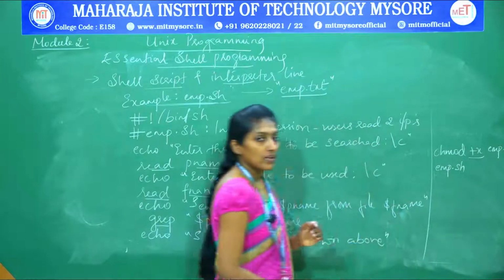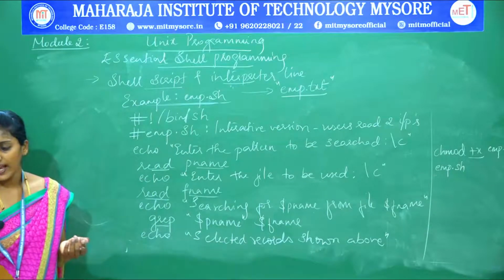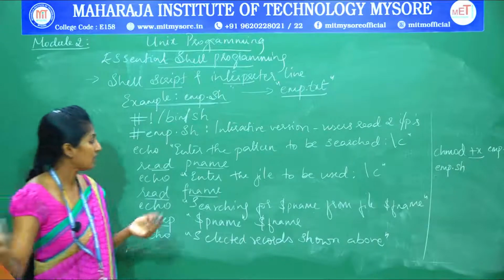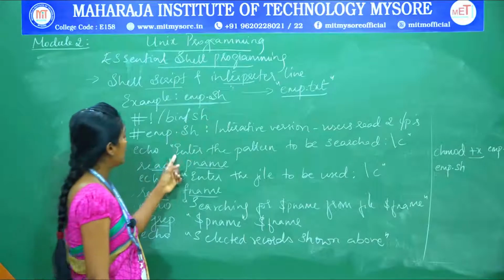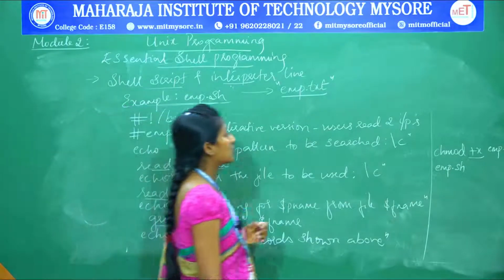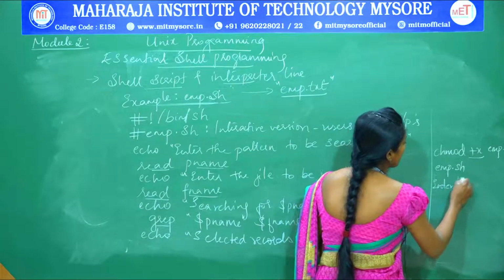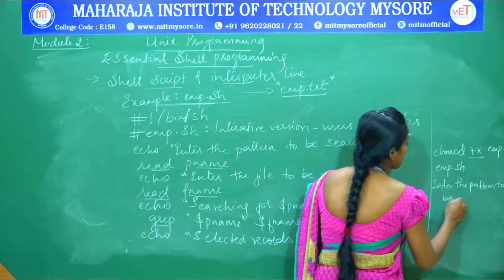After executing, in the output command line, what happens here? Since I am executing the emp.sh file, it should display me with enter the pattern to be searched. So here immediately below it will ask me to enter the pattern to be searched.